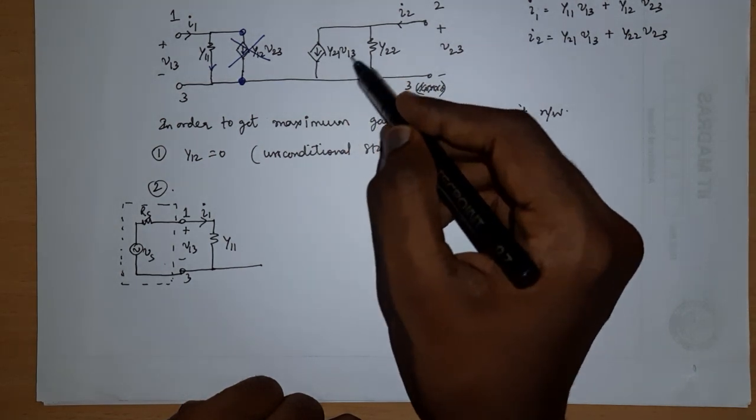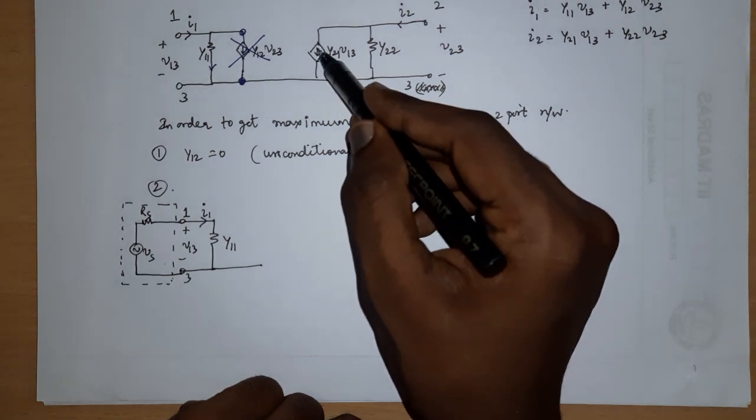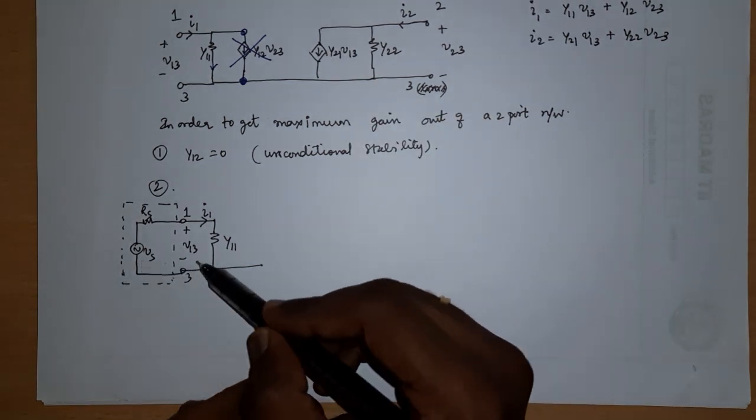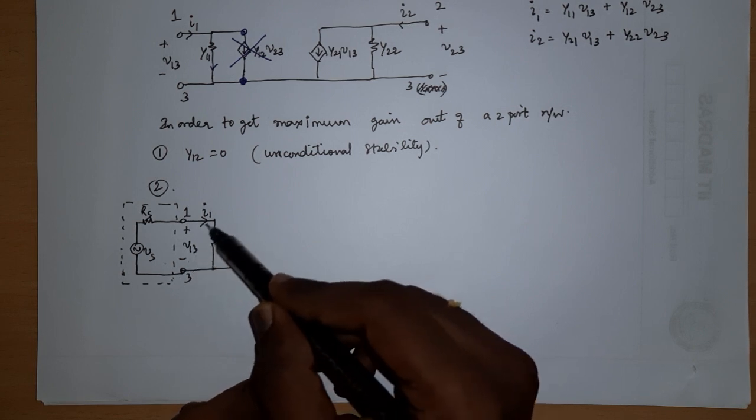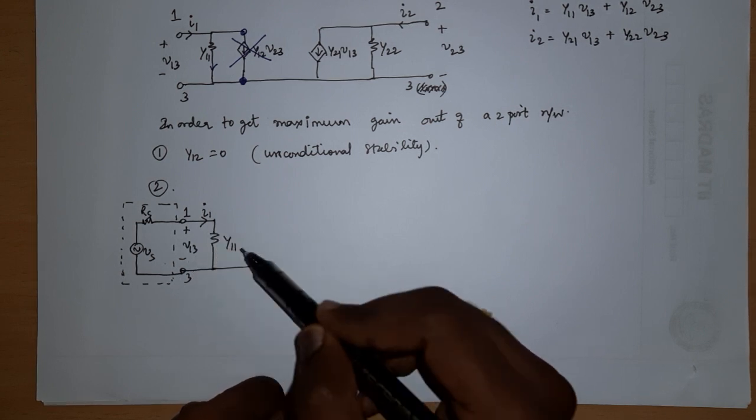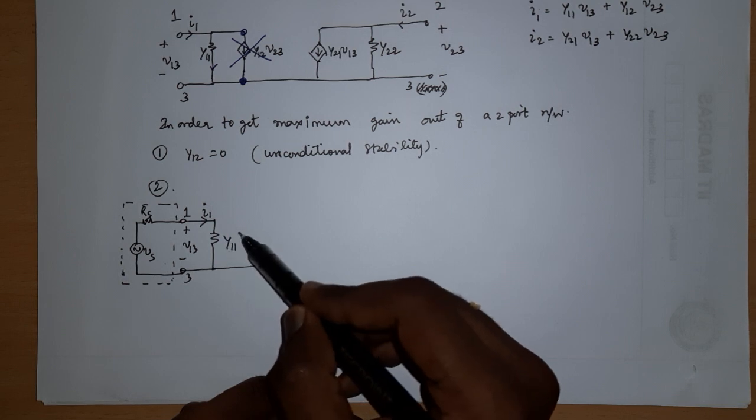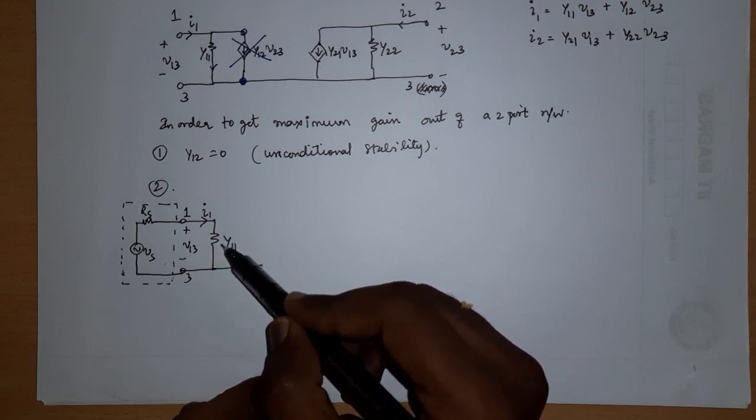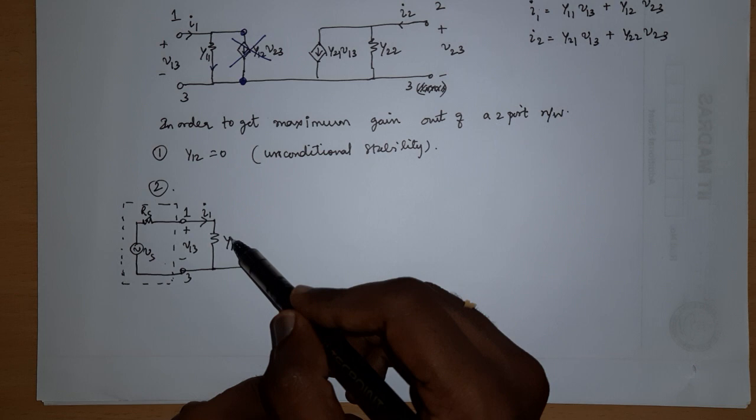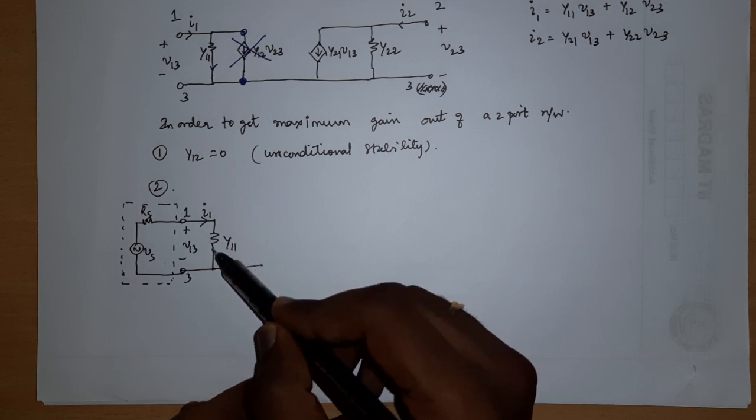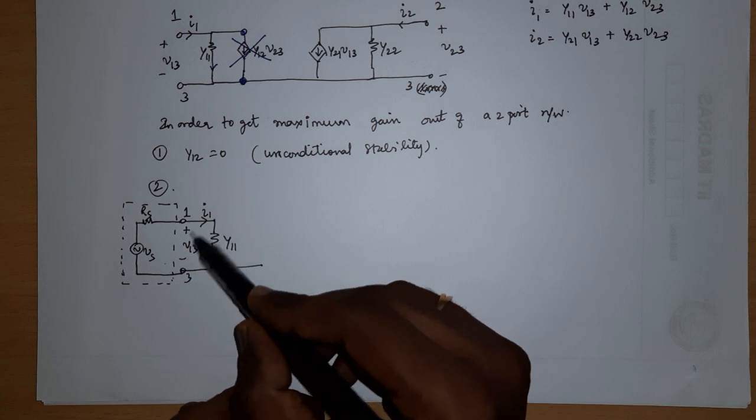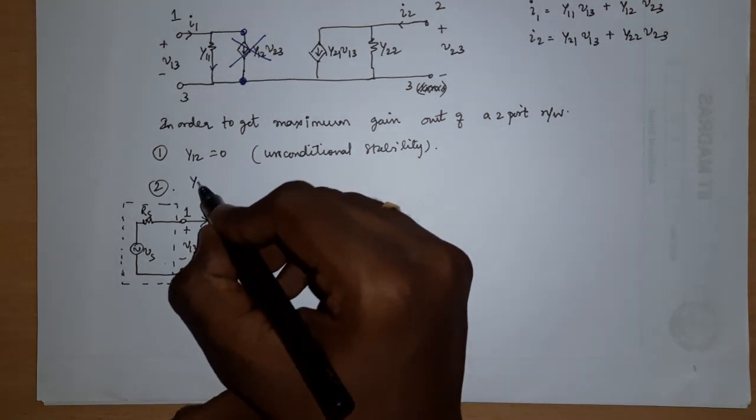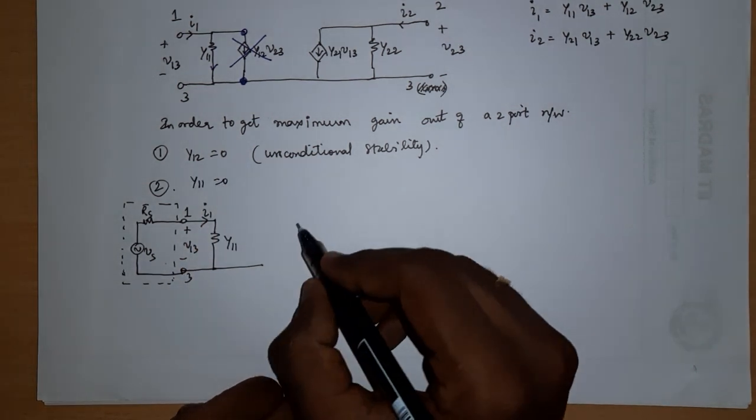Because the V13 is something that is affecting my output current, I want all of my Vs to appear as V13, right? And that is possible only when this particular resistance is infinite. So Y11 is the conductance. If I want the resistance to be infinity, the Y11 conductance should go to 0, right? Then only will you have all the voltage that you give as the input appearing across V13. So the second condition is to make Y11 0.